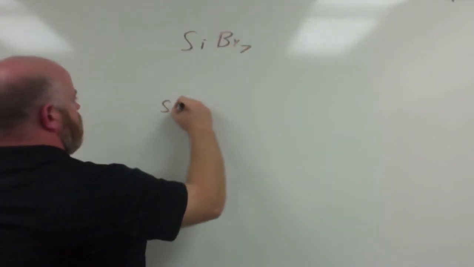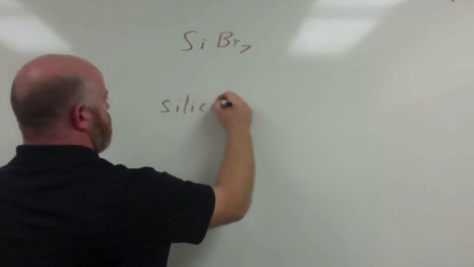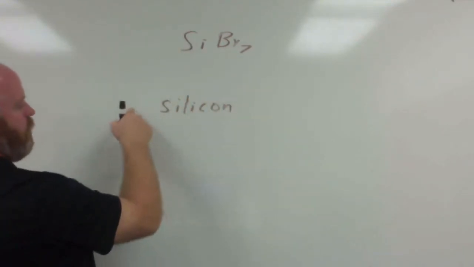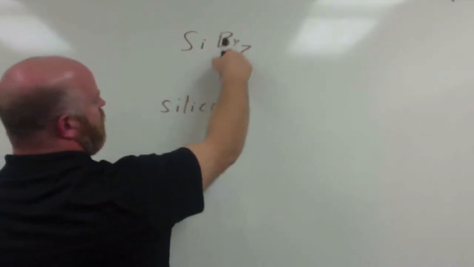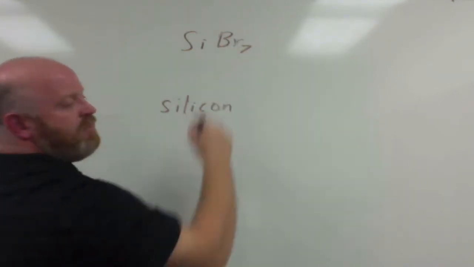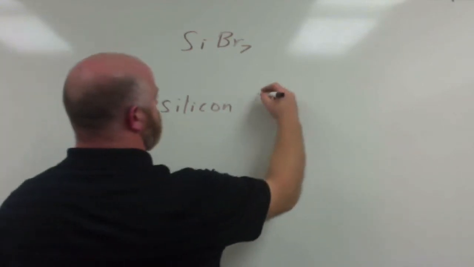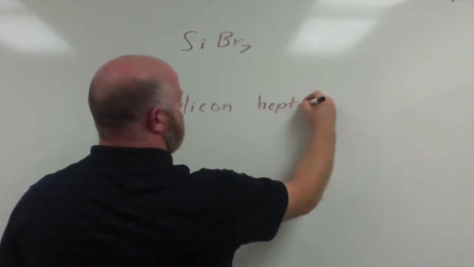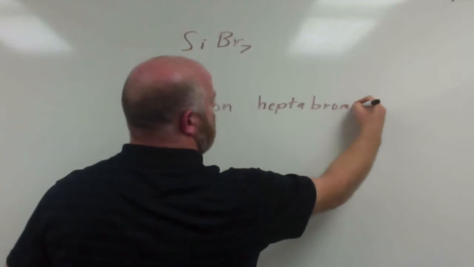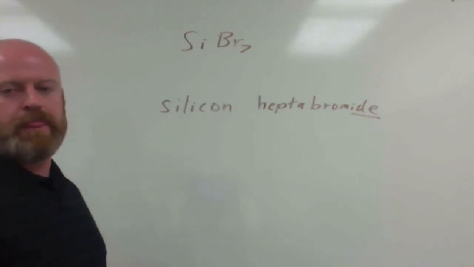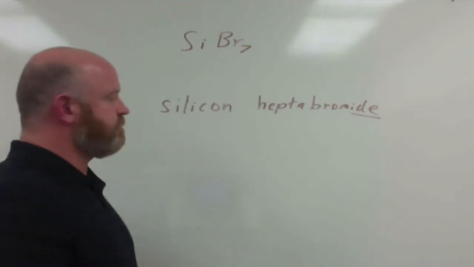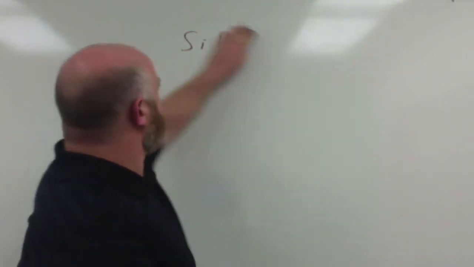Si is silicon. It's one of them, but we do not put mono on the first word, so we just leave it as silicon. And Br, we have 7. The prefix for 7 is hepta, so we would call this heptabromide.